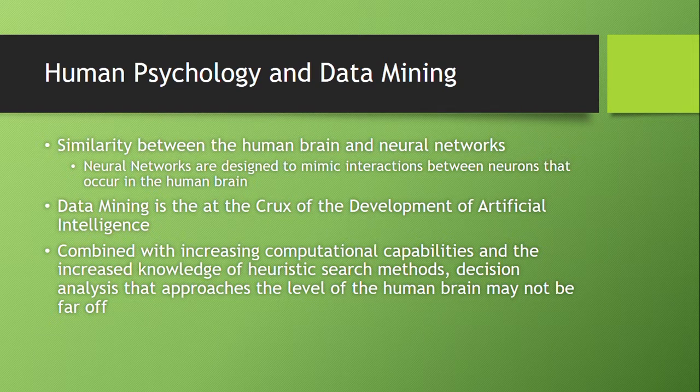And a good example of that is that Jeopardy playing robot, Watson. It applied a variety of data mining techniques to guess the answers to Jeopardy questions. And so, combined with an increasing computational capability and the increased knowledge of heuristic and search methods, decision analysis that approaches the level of the human brain may not be far off. And I'm sure that this is up for debate, whether or not we're actually close enough to artificial intelligence, or where we'll actually get to the level where you can consider it artificial intelligence, is debated.